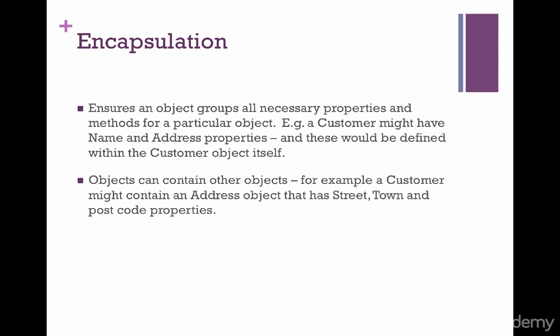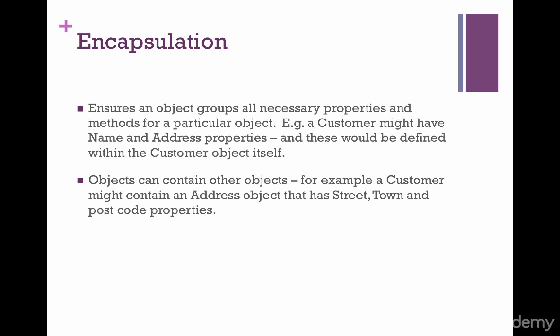Encapsulation is about ensuring an object groups together all the necessary properties and methods for that object. For example, a customer object might have a name and address field that relates to that particular customer, and you shouldn't need to query other objects or services. However, objects can contain other objects. So for example, you might have an address object that defines street, town and postcode, and the customer may have a property of address.